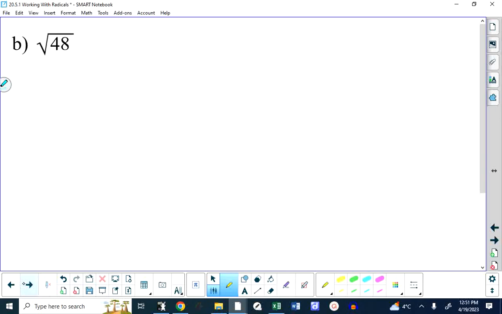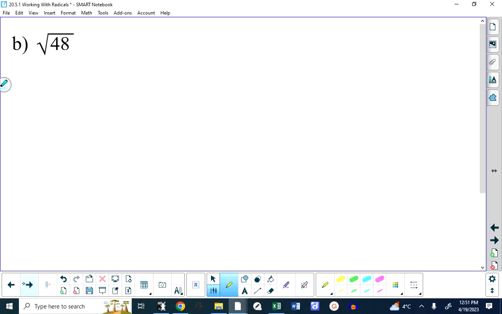All right, B, root 48. So what you want to do is find a perfect square that divides into 48. I'm going to give you a second, and then I'm going to ask somebody for a perfect square that divides into 48. Ashira, do you have one? 16. Wow. And that's good, because what Ashira has given me is the largest perfect square, which is ideal.